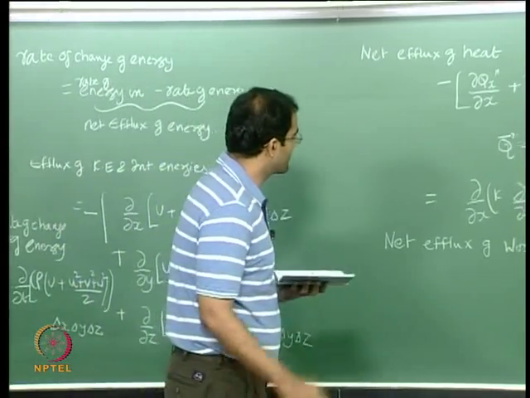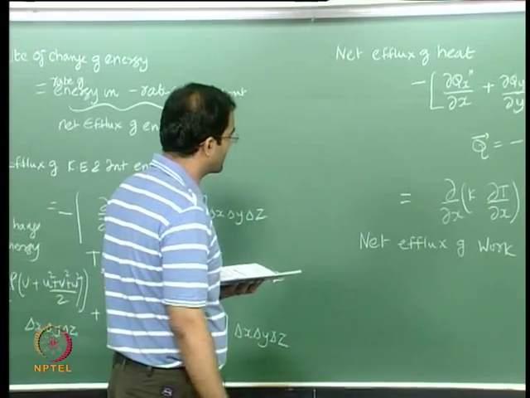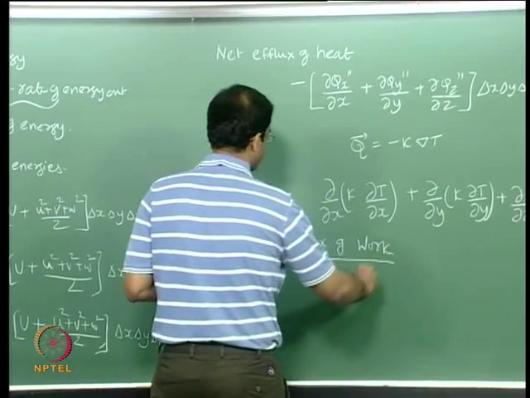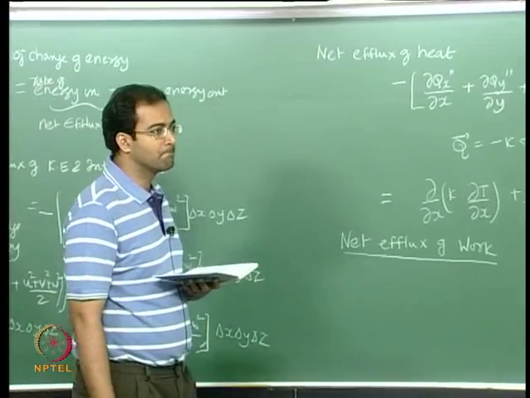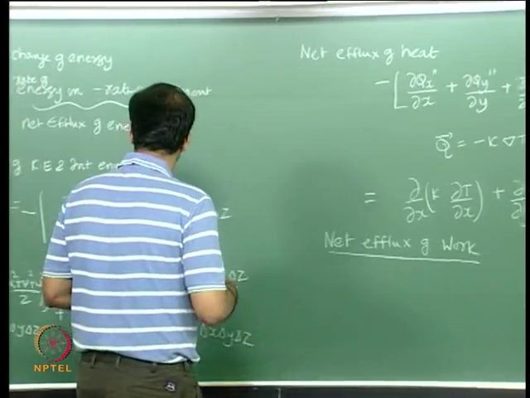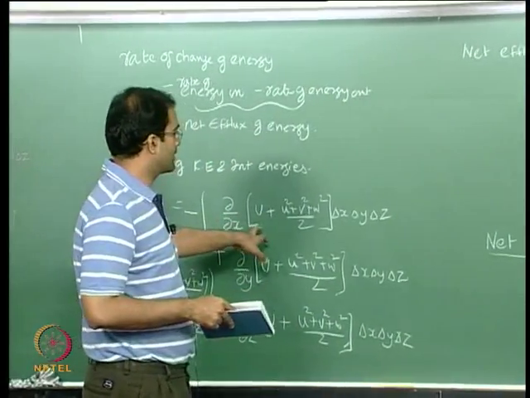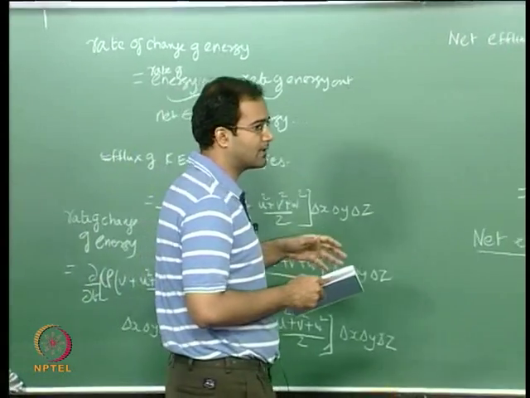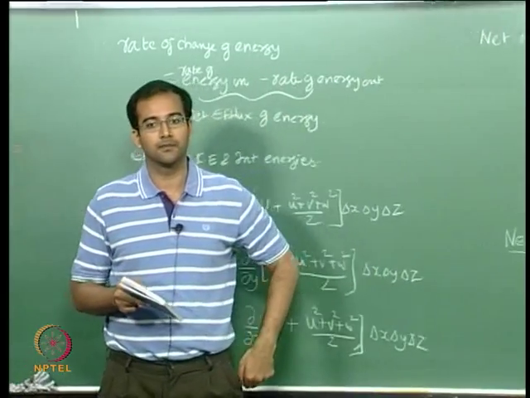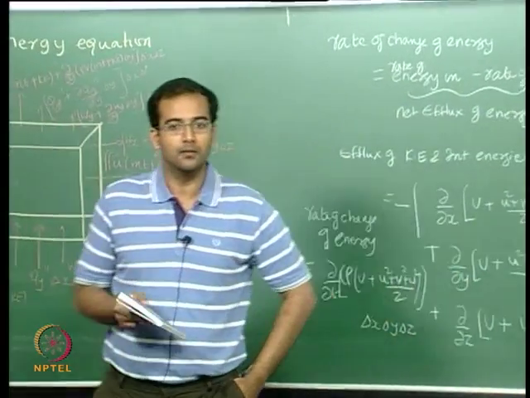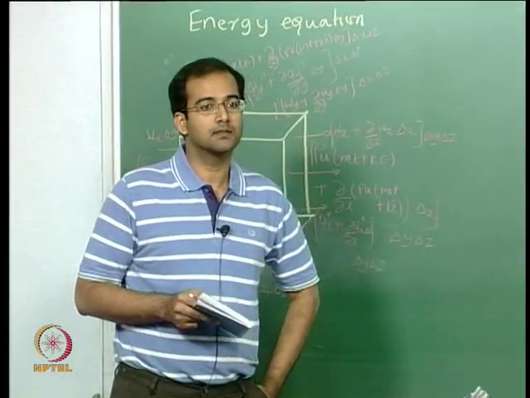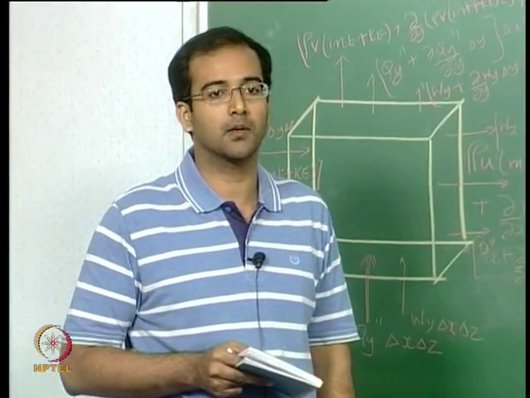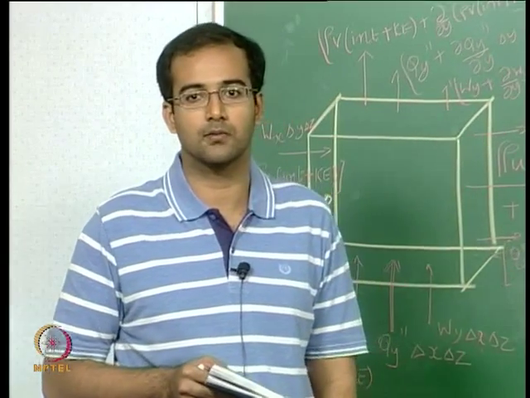Okay, so if you do the same analogy and apply that to work, how do the work terms appear? Can you think about it? You are writing the net efflux of internal and kinetic energy as heat, and in an analogous way, what are all the terms which contribute to work? The forces, okay, all the forces, the surface forces, the volumetric forces, they are all included under the work term.